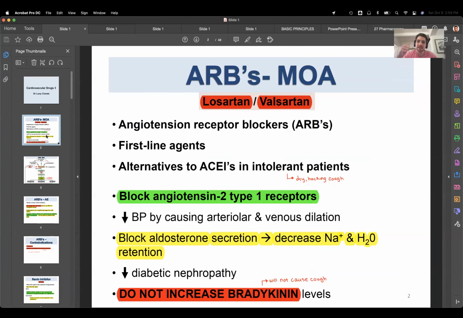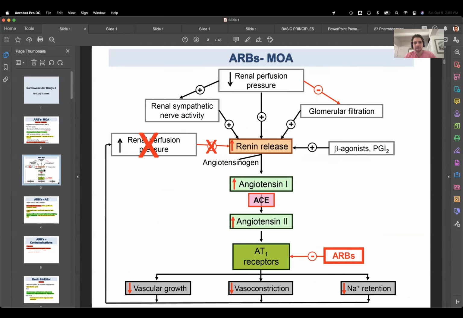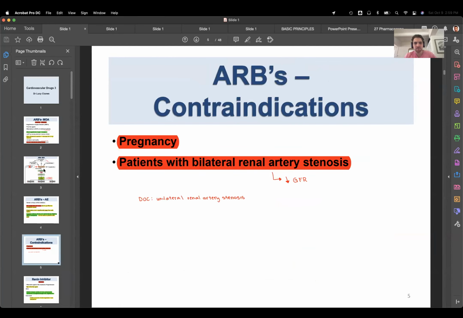ARBs, very similarly, they just don't activate bradykinin, so you won't get that cough or the angioedema. And they end in sartan. Same mechanism pretty much. Don't give them in pregnancy, same principle as ACE inhibitors. And again, with bilateral renal artery stenosis, it is the drug of choice for unilateral. So make sure they're talking about bilateral. Too much decrease in GFR too quickly, not good.